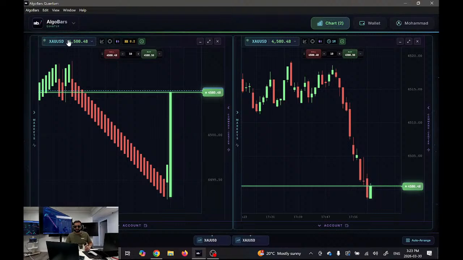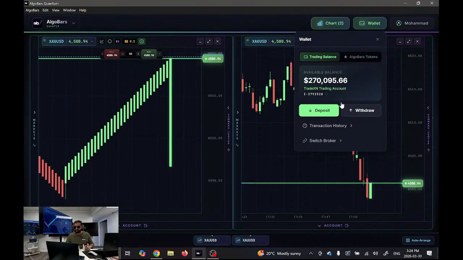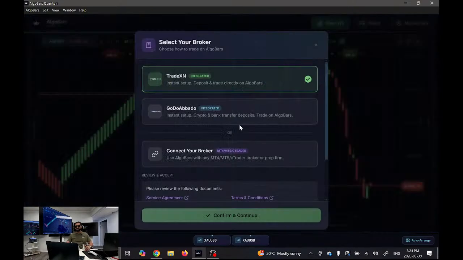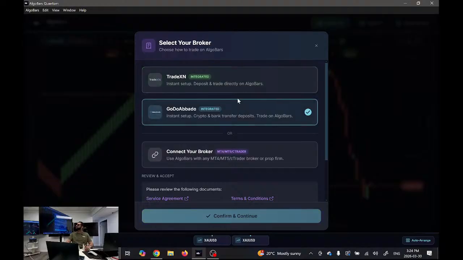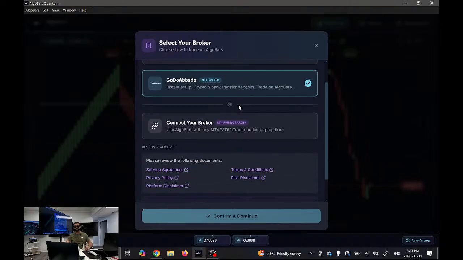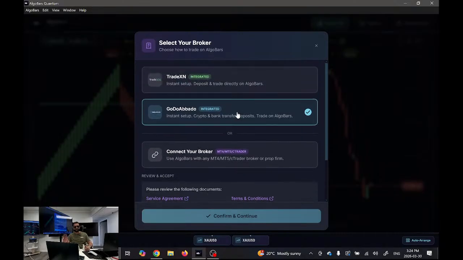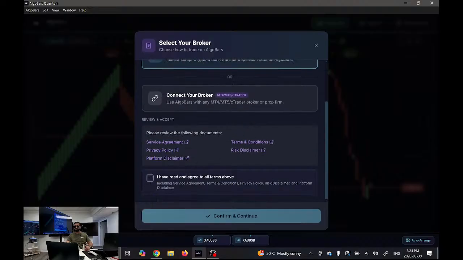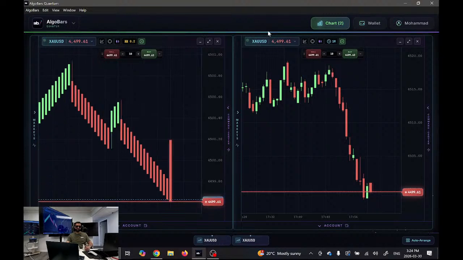Right here, if you go to your wallet, you can click switch broker. These are the two integrated brokers. It says select your broker. If you're doing crypto, select TradeXtend. They're amazing. We've been working with them for about 8 years now. If you're doing bank transfer, go to Avato. We've been working with them for 6 years. Huge licensed and regulated broker. Those are the only ones that we work with. Then you come down here, check mark and agree, confirm and continue, and now you can deposit into your account.